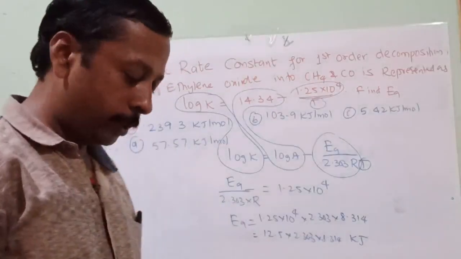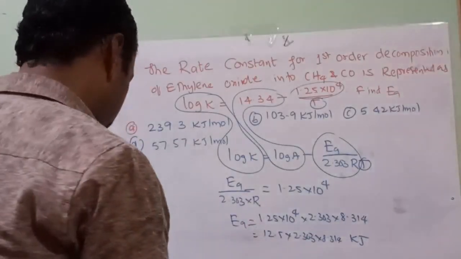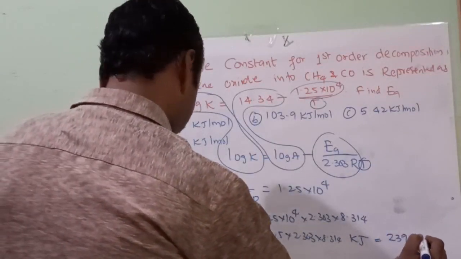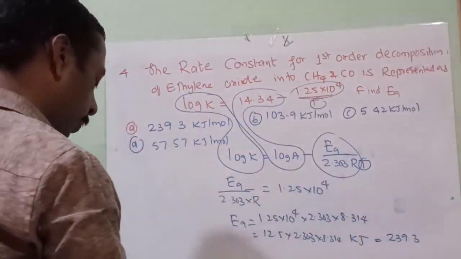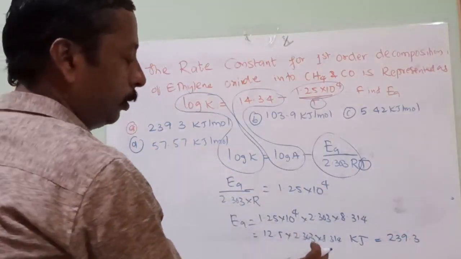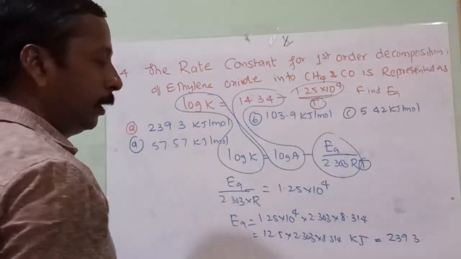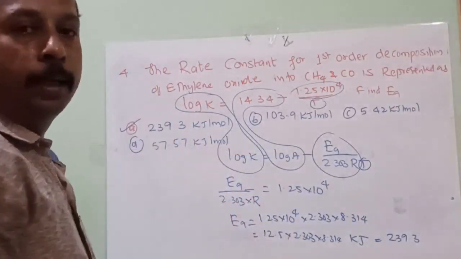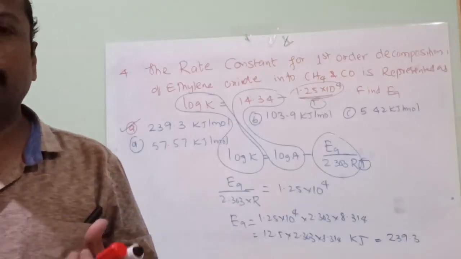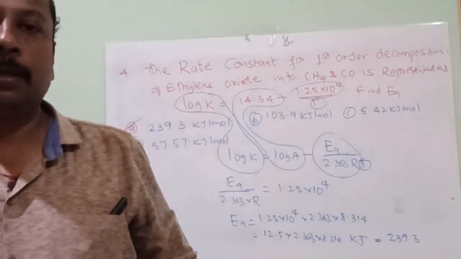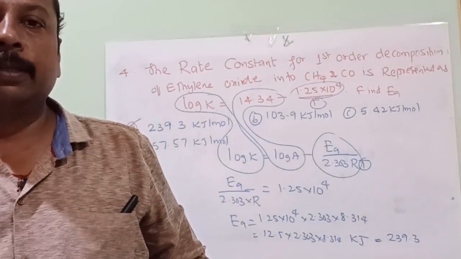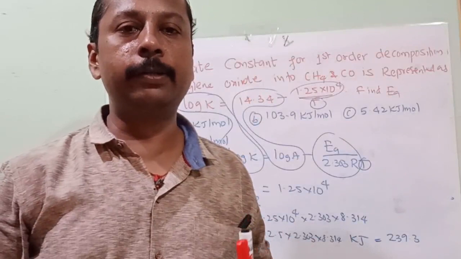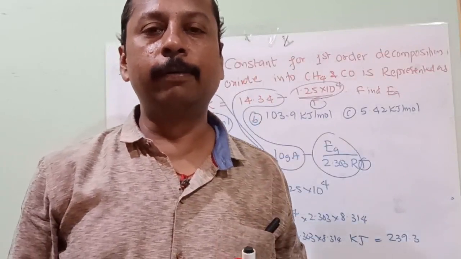If I am doing right, the answer should be 239.3. Okay, 12.5 into 2.303 into 8.314. As I multiplied, I got 239.3. Therefore, my option A is correct. You also got option A. If you got option A, that means you are perfect in comparison. You are perfect in judging. So your judgmental power is okay.